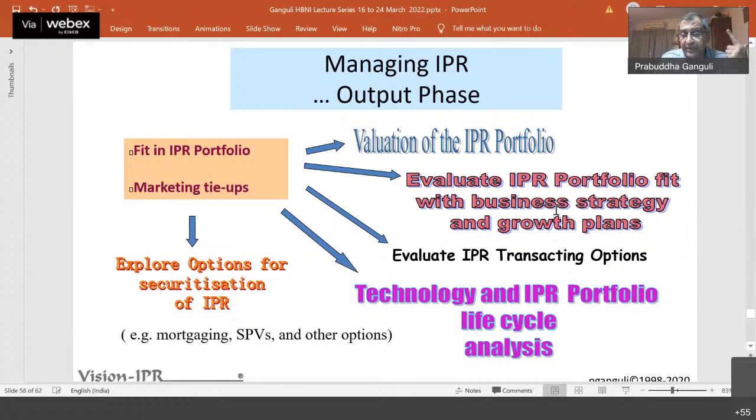Very important. So I evaluate whether the IPR portfolio fits. That is what I do. I evaluate IPR transaction options: how to sell intellectual property, how to buy intellectual property, how to exchange intellectual property. All this is there. Then, as a technologist in this field, you have a technology and IPR portfolio, and lifecycle analysis becomes very important. And then exploring security, I talked about mortgaging and whatnot. So these are very special areas, mind you, in the whole world. I don't think there are more than 20 or 30 people who can actually do good valuation of IPR and good securitization work. But this is the future. Intellectual property and the knowledge economy, the whole thing depends on these, apart from all the other things that I've already indicated.